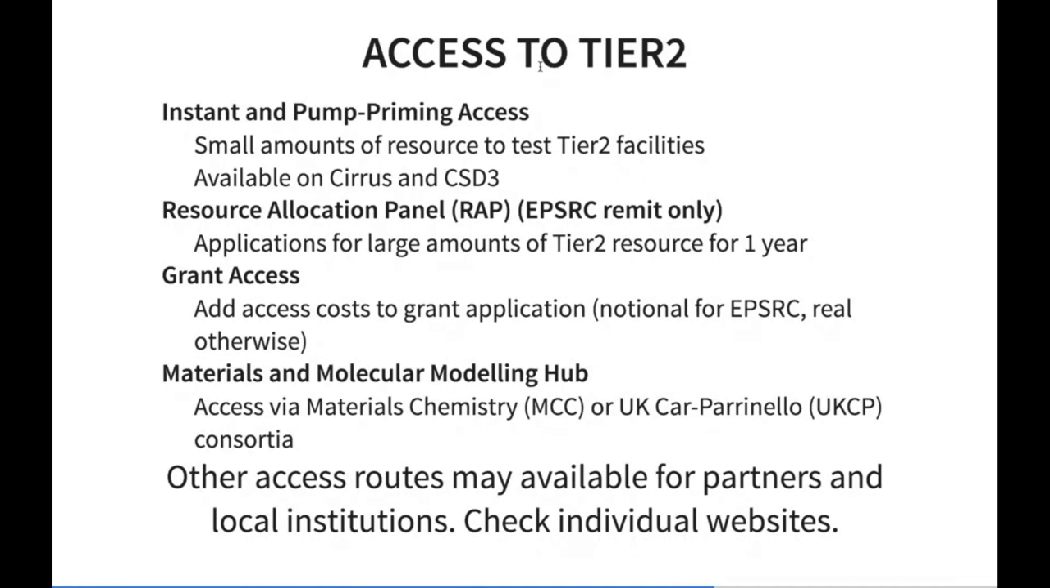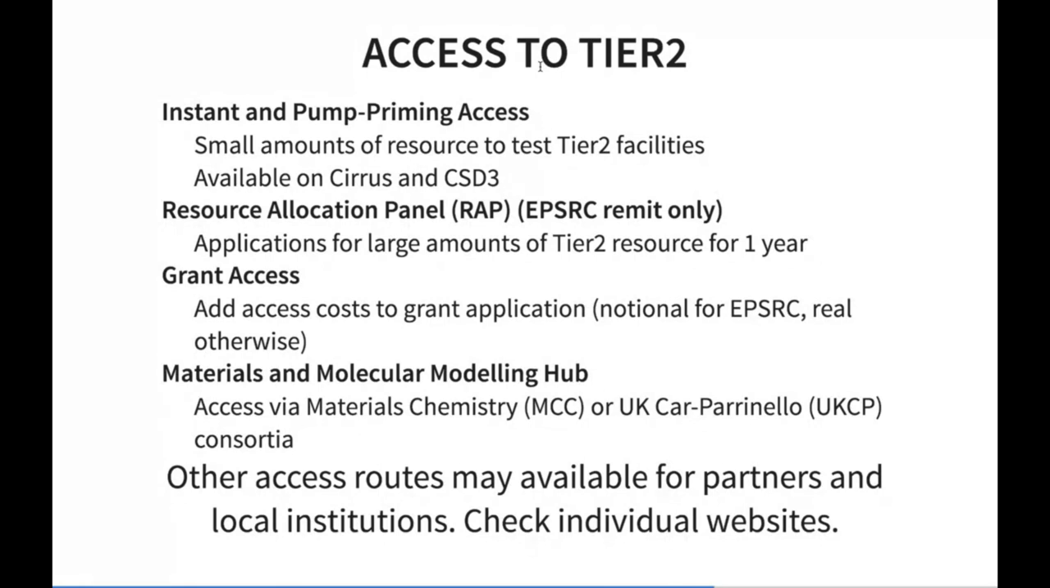The resource allocation panel is open now. You can apply for large amounts of time on any of the Tier 2 resources I mentioned, apart from the Tier 2 materials and molecular modeling hub, and of course the ARM system, which isn't yet installed. All of them support adding access on grants. So these are notional costs for EPSRC because they help fund the facilities, but real costs for other funding bodies. And as I mentioned, the materials hub has a different model of access.